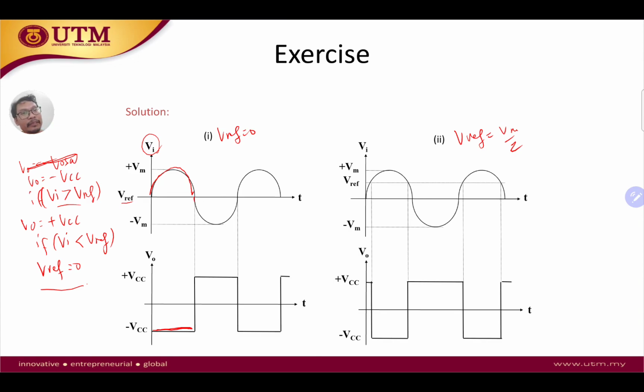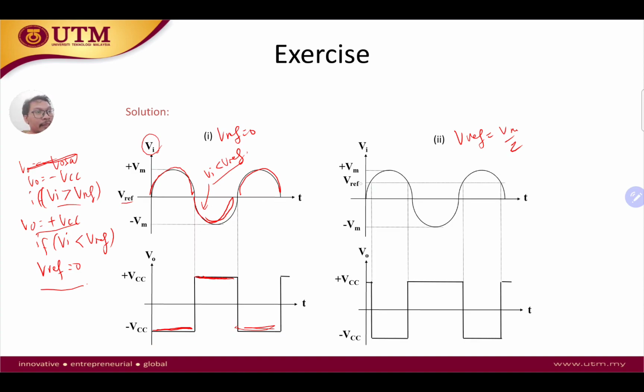And what happened here? In this case, Vi is less than VREF. Then our output V out is equal to plus VCC. Okay, and here it is going to be minus VCC. Let's look at the second case. The second case is the same.